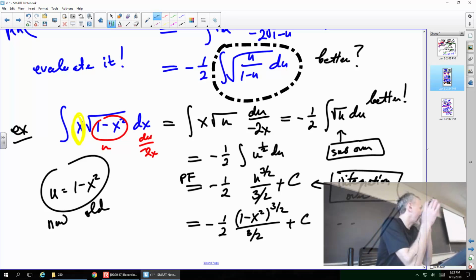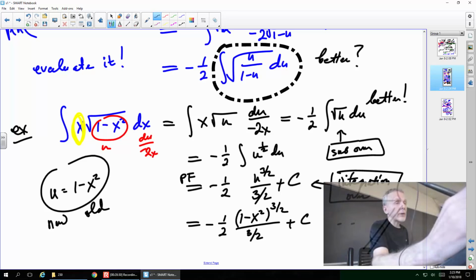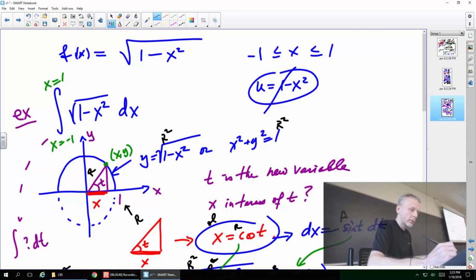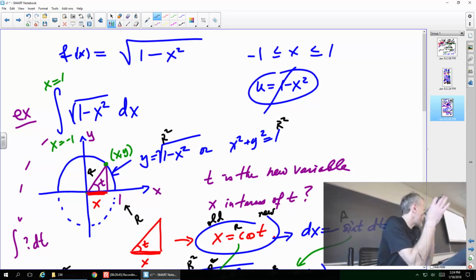So naturally, when you have compositions, you have two functions composed together. One of the functions you choose to be 1 minus x squared to be the new variable, and so the new variable is visible right away. The trig substitution is much more subtle, and it goes the opposite direction. We express the old in terms of new, where x is old and t is new. The formula is the opposite direction, but the rest is exactly the same. It doesn't matter whether it's going from x to t or from t to x.